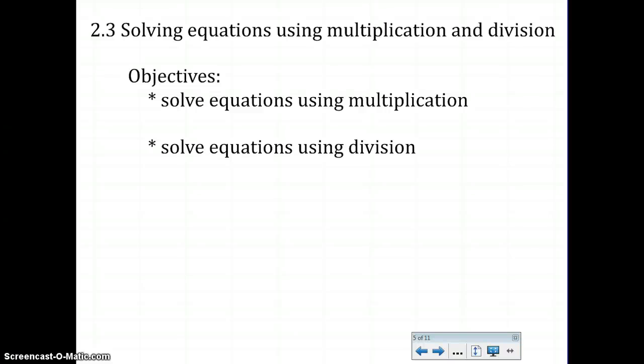Okay, we're going to continue our review of solving equations. These are single-step equations. We have already done addition and subtraction. Today we're going to solve them using multiplication and division.